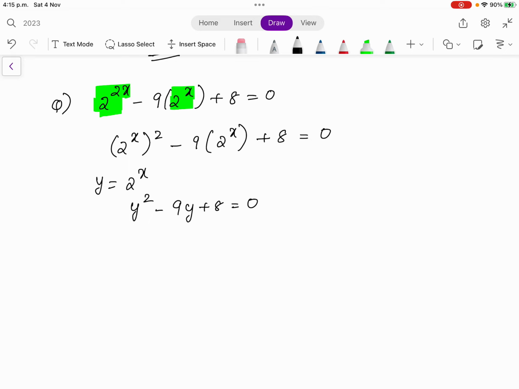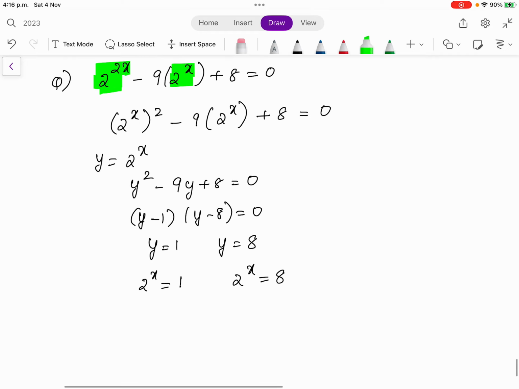And then you factorize it. (y minus 1)(y minus 8) is equal to 0. So y is equal to 1, y is equal to 8. And as I said, you should not stop with this. So 2 to the power of x is equal to 1, and 2 to the power of x is equal to 8.